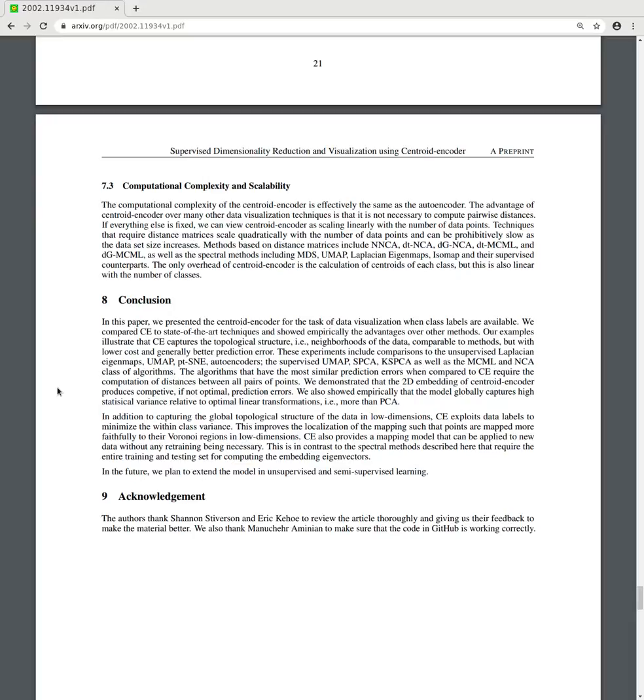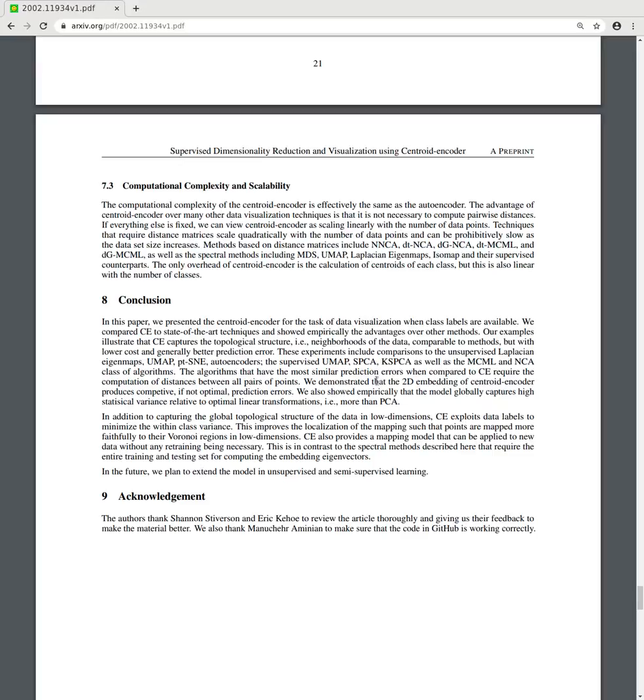In this paper, we presented Centroid-encoder for data visualization when the class labels are available. We compared CE to state-of-the-art techniques and showed empirically the advantages over other methods. Our examples illustrate CE captures the topological structure of neighborhoods of data comparable to methods, but with lower cost and generally better prediction error. These experiments include comparison to the unsupervised Laplacian eigenmaps, UMAP, t-SNE, autoencoder, supervised UMAP, and so on. The algorithms with the most similar prediction errors to CE require the computation of distances of all pairs of points. It demonstrated that two-dimensional embedding of Centroid-encoder produces competitive, if not optimal, prediction errors.